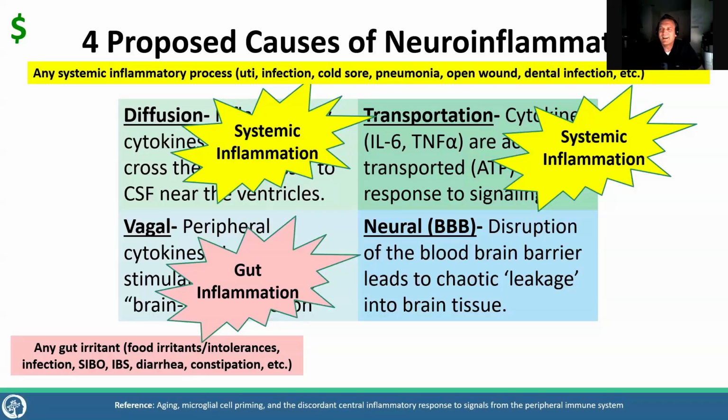It can be C. diff. Let's say that you get on antibiotics for strep throat and then you end up with diarrhea and they test you and you have C. diff. Boy, that just wreaks hell on the brain, right? Terrible gut inflammation leads to neuroinflammation. Individuals can have SIBO or irritable bowel or inflammatory bowel disease, diarrhea, constipation, and so forth.